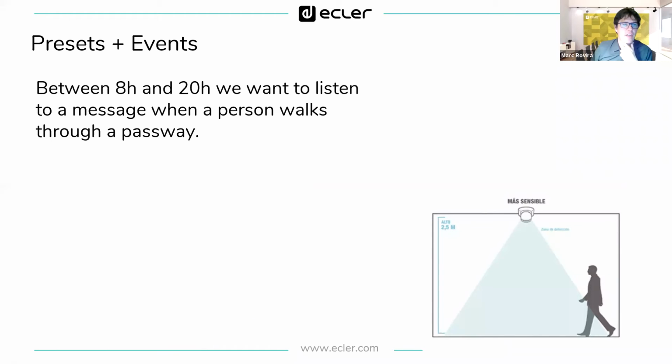Let's think of another example. Maybe we have here a sensor, movement detection, and let's think maybe it's a museum. You want that when people go through this sensor, or this sensor detects people, something happens, but you only want this to take place between 8 in the morning and 8 in the afternoon.